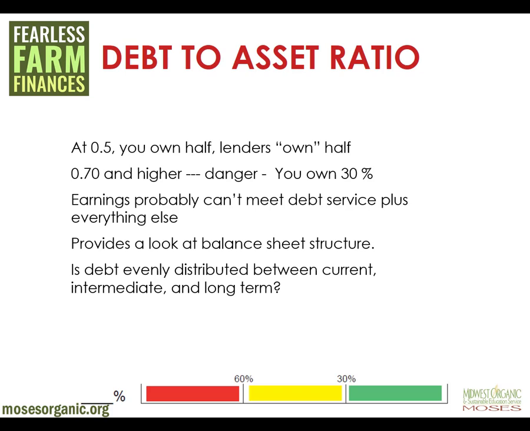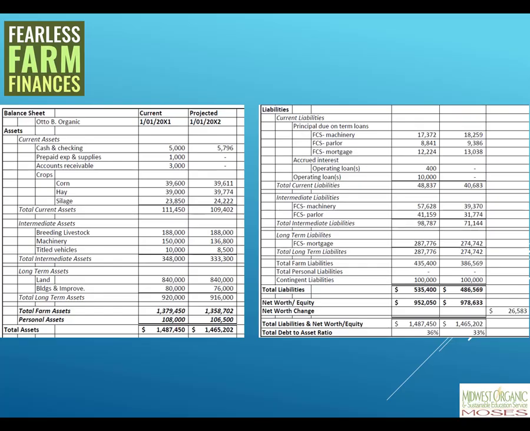We want to have a lot of working capital, or we want to have a lot of long-term assets, or in terms of retirement types of assets. So here we're looking at our total assets and our total liabilities from the Auto B Organics balance sheet.